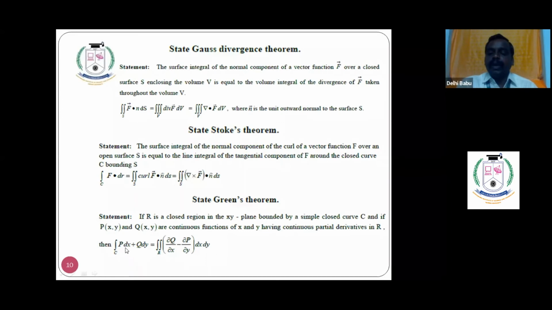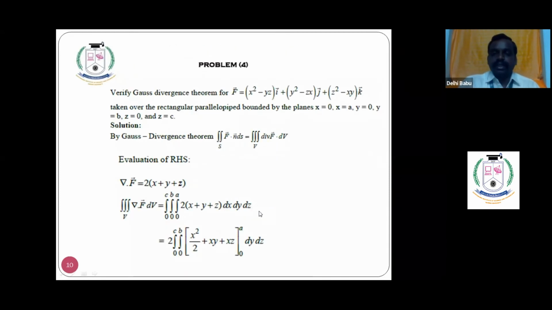Some of the textbooks use pq, or some of the textbooks follow mn or uv also, like m dx plus n dy is equal to double integral over R of dou n by dou x minus dou m by dou y into dx dy. Both are same. They can use pq or different notations also. So this is called Green's theorem. Okay, we will see problems based on Gauss divergence theorem, Stokes theorem, and Green's theorem. So the first problem is based on Gauss divergence theorem.